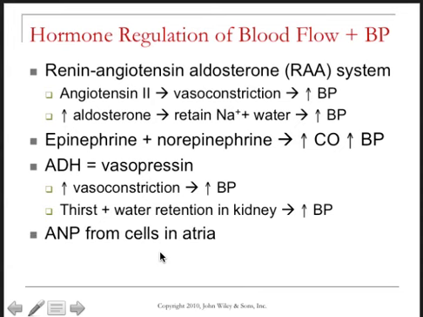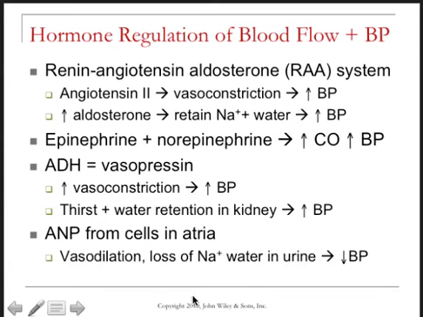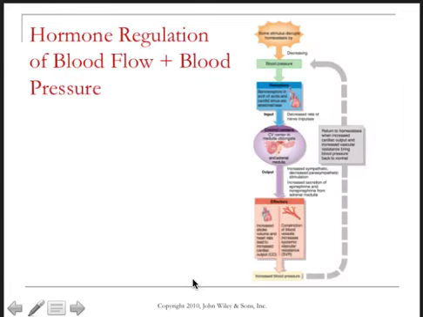Atrial natriuretic peptide has the opposite effect. Basically, it triggers vasodilation and loss of sodium and consequently water in the urine, and as a result, blood pressure tends to drop. Okay, so if we look here at the overall diagram, you can see what the initial triggers are and how the feedback mechanism works.